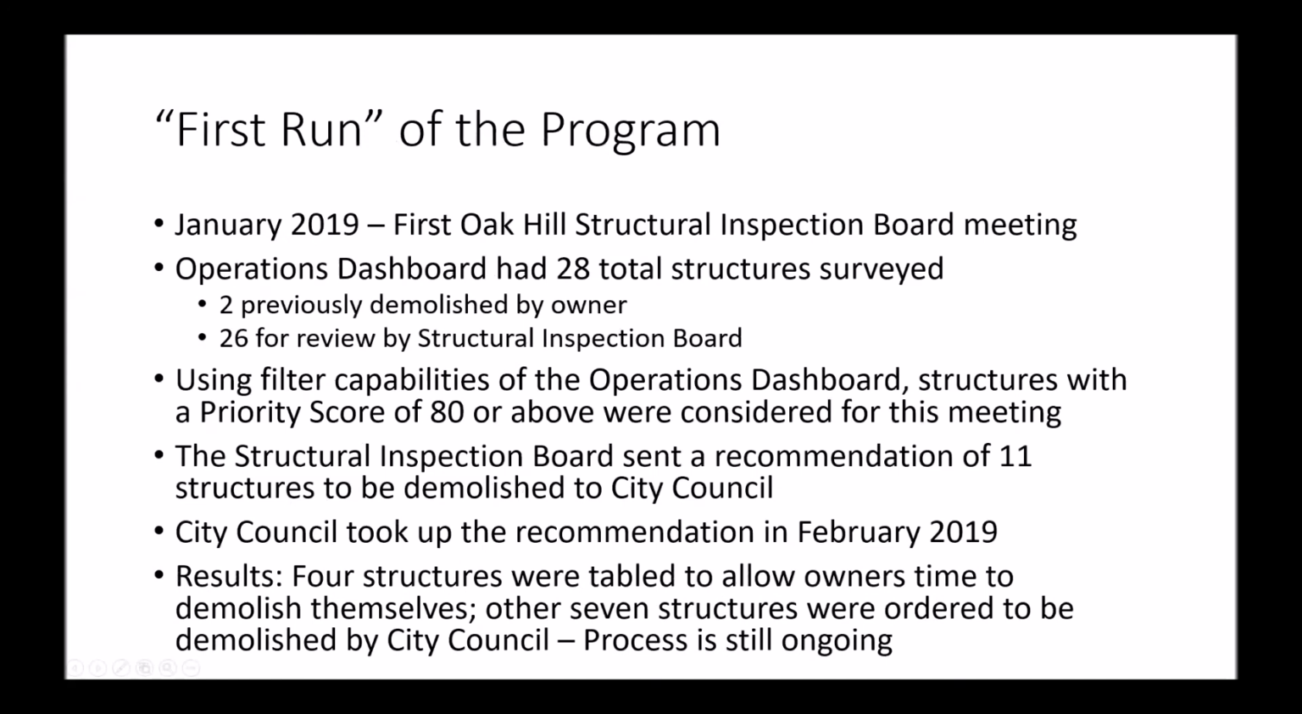So just getting into the first run of the program, this is very much in its infancy, but the one thing that we've focused on is getting structures surveyed, and as you can see on the second point, we've surveyed 28 total structures. And then this past January, we had the first Oak Hill Structural Inspection Board meeting that utilized this program. The operations dashboard, and I'll show this more in a minute, has filtering capabilities that would allow us to filter out structures that didn't meet a certain criteria. In this case, we used 80 to 100 in the total priority score. And what this did is this fleshed out 11 structures to be demolished.